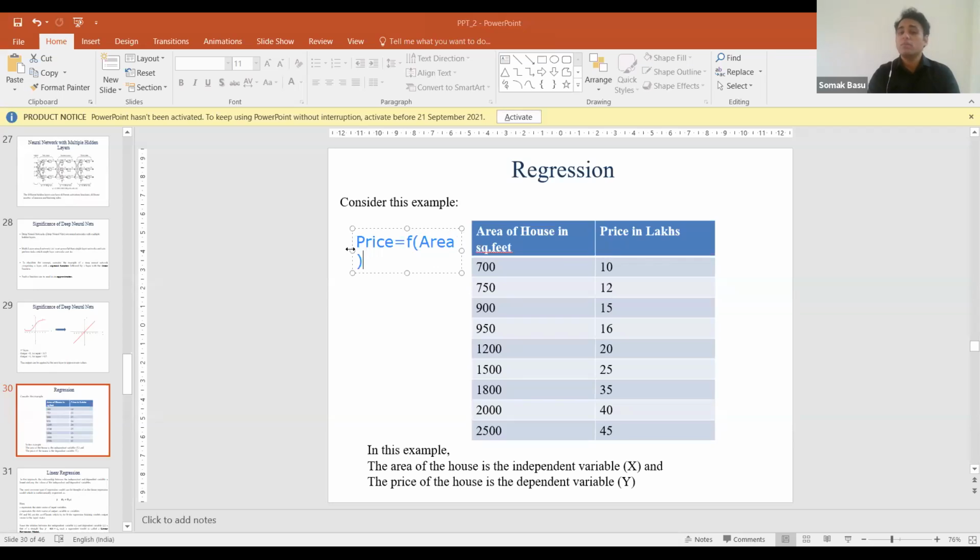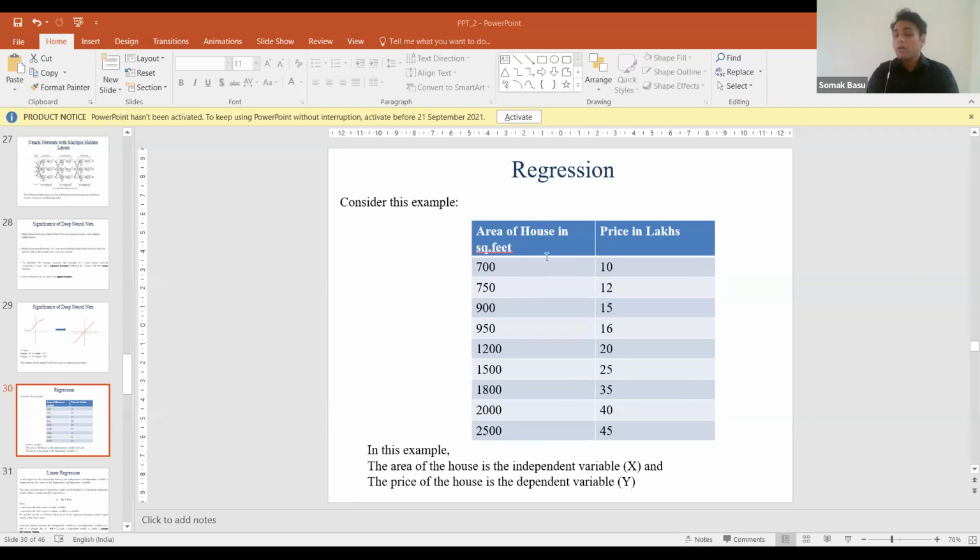And you may also say, okay, sir, this is not an example which has only one variable. The price may also depend on the location or some other parameters. I do agree, but right here, I'm just considering only one parameter based on which the price depends. So area can be one of the parameters. This is also called a feature.